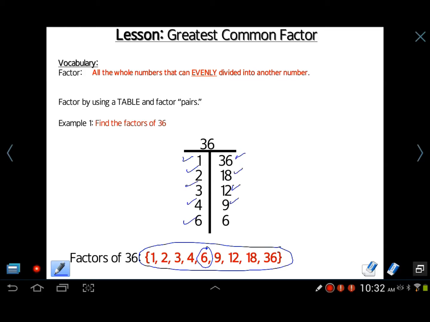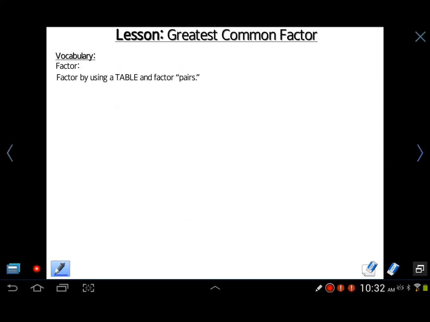Those are all the factors of 36. Those are all numbers that 36 can be divided by. 36 divided by 9 is 4. 36 divided by 6 is 6. 36 divided by 18 is 2. Etc., etc. Here, let's do some more practice here of factoring a number.